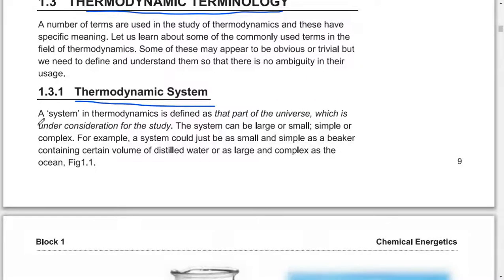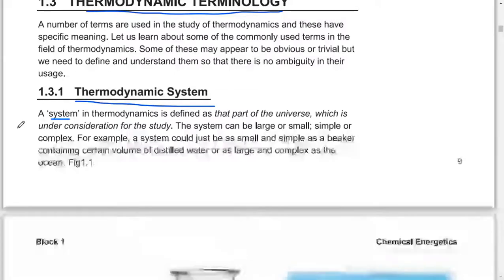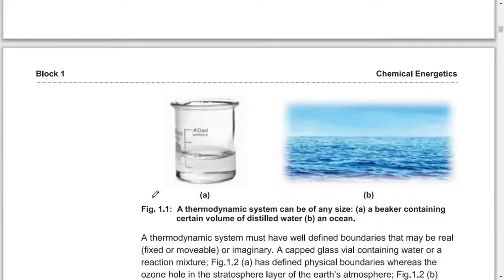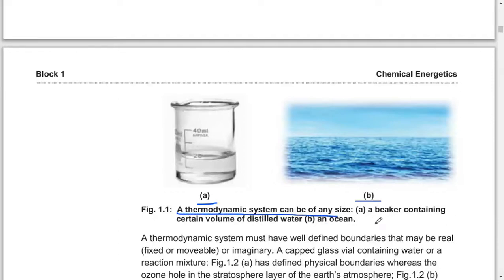Thermodynamic system. A system in thermodynamics is defined as that part of the universe which is under consideration for the study. The system can be large or small, simple or complex. For example, a system could just be as small and simple as a beaker containing certain volume of distilled water or as large and complex as the ocean. A thermodynamic system can be of any size: A, a beaker containing certain volume of distilled water, and B, an ocean.